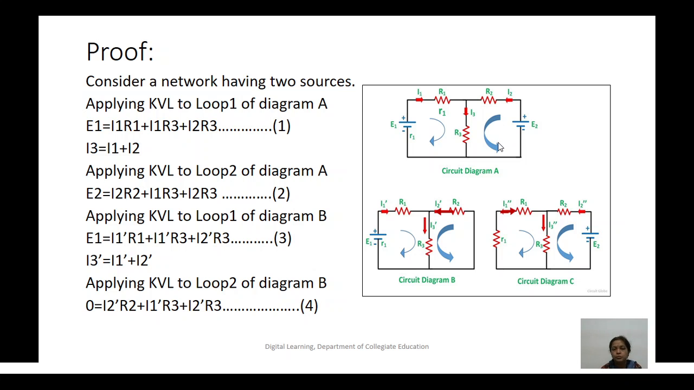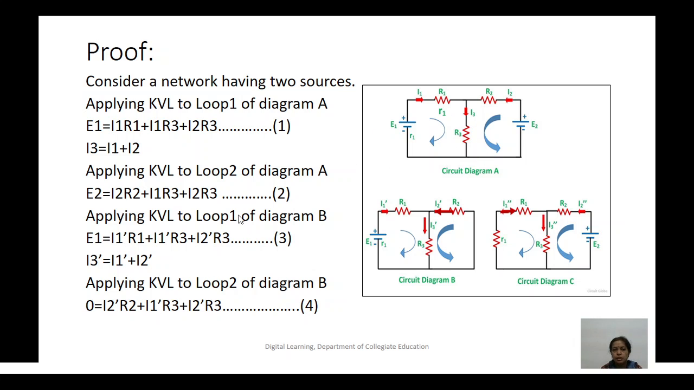If you apply KVL to loop 2, in the second loop we have source E2. So sigma E is E2 and sigma IR is I2R2 plus I3R3. Here we have taken anti-clockwise direction as positive because the currents are all flowing in the anti-clockwise direction. We can take any one direction as positive, either clockwise or anti-clockwise. So if you apply KVL to loop 2, then E2 is equal to I2R2 plus I3R3.